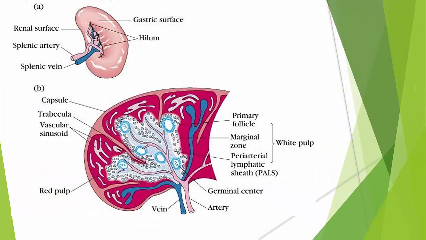This is the schematic diagram of the spleen. This is the hilum of the spleen, the gastric surface of the spleen, the renal surface of the spleen. The gastric surface is on the anterior aspect of the hilum of the spleen, while the renal surface is at the posterior aspect of the hilum of the spleen.